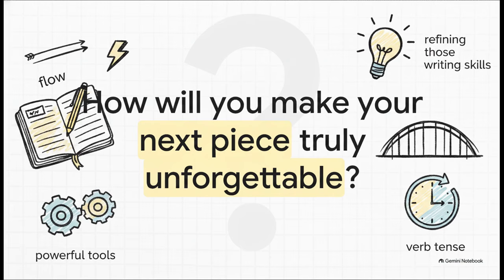So the next time you sit down to draft a story or analyze a poem, I want you to ask yourself, how are you going to use a compound predicate to tighten your flow? And what verb tense will you choose to pull your reader right into the immediacy of the moment?